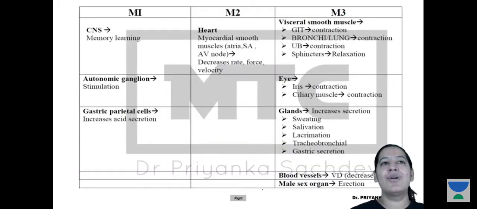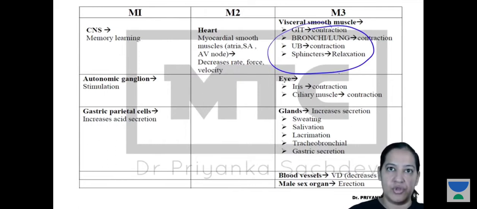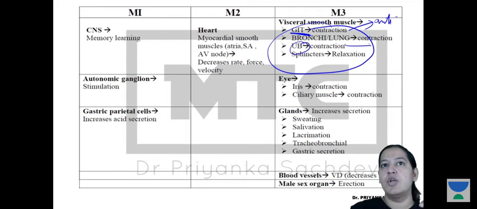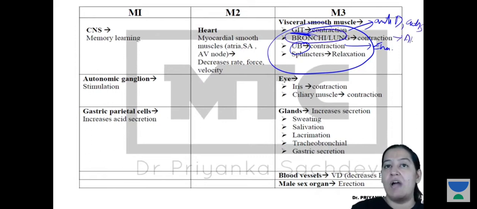So based on this property, I have told you three uses. Based on GIT, they are useful as anti-diarrhea and anti-spasm. Based on the urinary bladder, they are useful in enuresis. And based on the lung, they are useful in asthma. So I have told you three uses here.